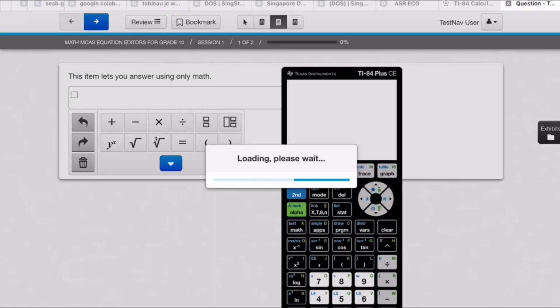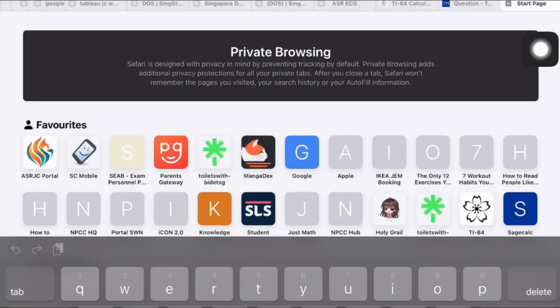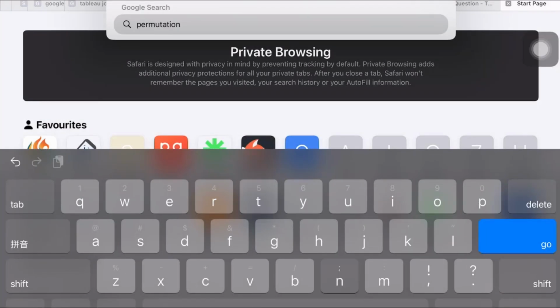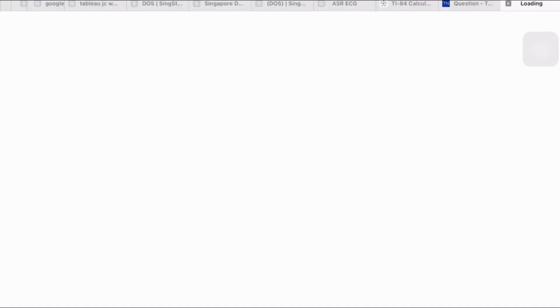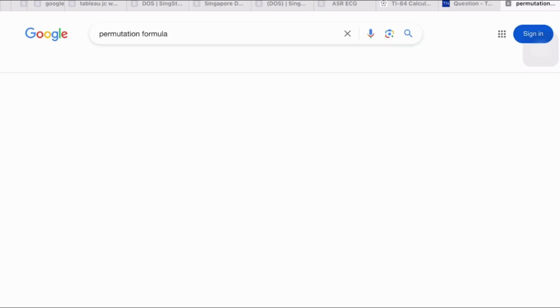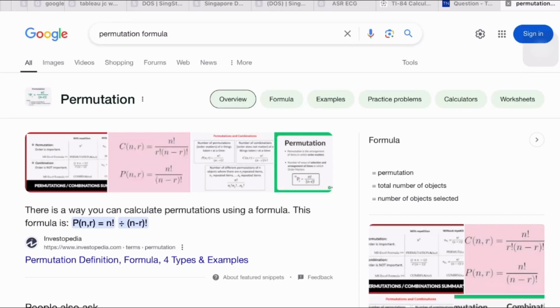Wait, let me test something first. What's the permutation formula? N factorial over n minus r factorial, right? Permute 3, n minus 3 factorial. So you keep n minus 1, n minus 2. Okay, I think it works.